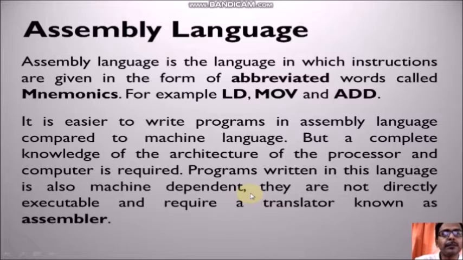So a program written in assembly language for one machine cannot work on another, and they are not directly executable. As machine language can be directly executed, assembly language programs cannot. They require a translator to convert them into machine language, or 0s and 1s. That translator is known as an assembler. We'll talk about it when we talk about software.